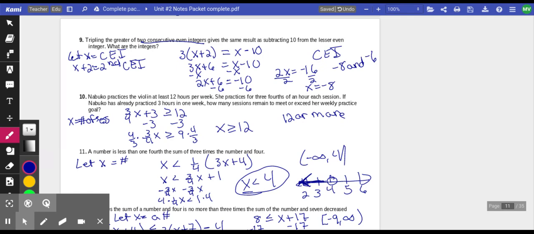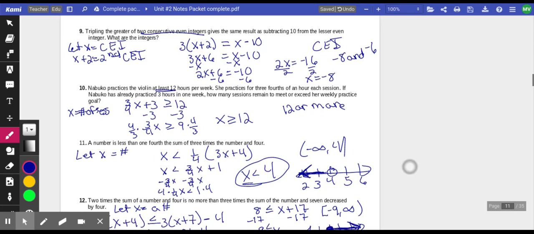My equation is 3/4 x plus 3 is greater than or equal to 12 because she wants at least 12. So at least 12, we're going to do greater than or equal. I solve that and I get x is greater than or equal to 12. So she needs 12 or more sessions.